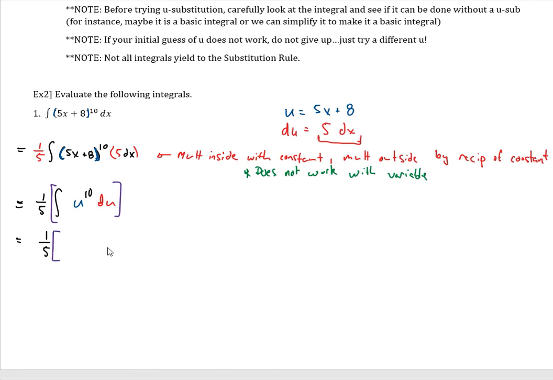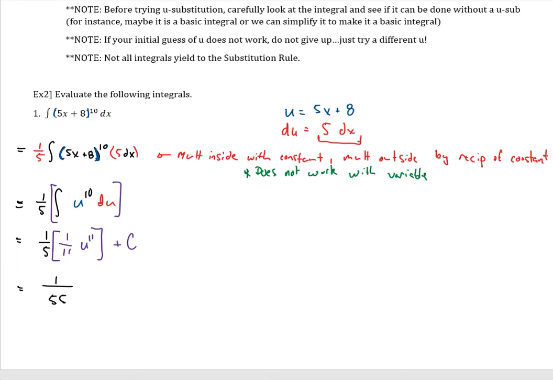And I would add 1 to the power, so u to the 11, and then multiply the front by the reciprocal of that power, so 1 over 11. And then at the end of all of this, still add your constant. Okay, and now I can multiply this through, so I have 1 over 55.